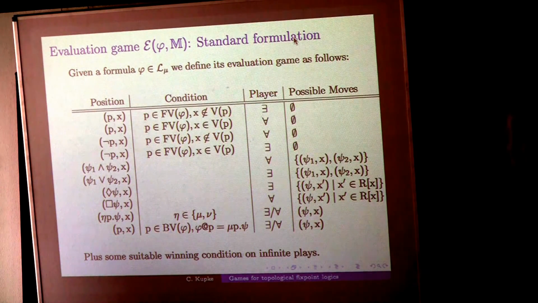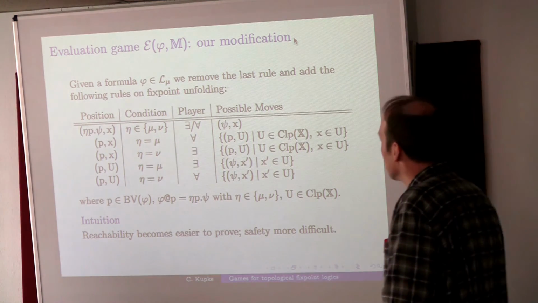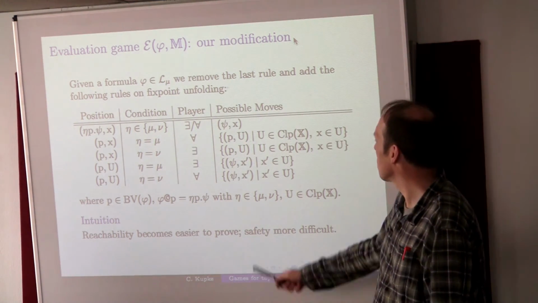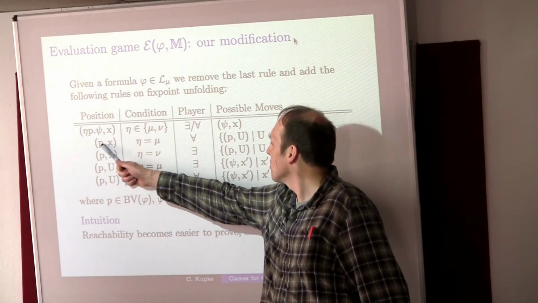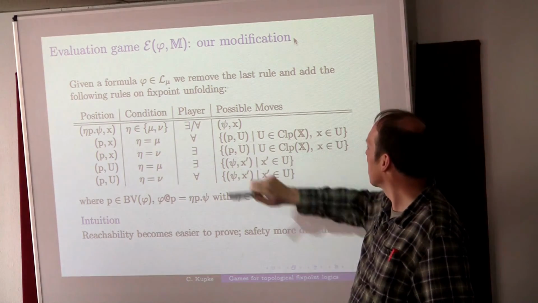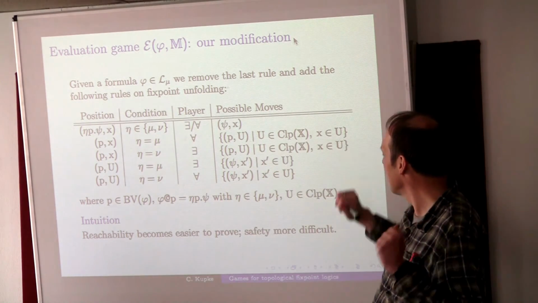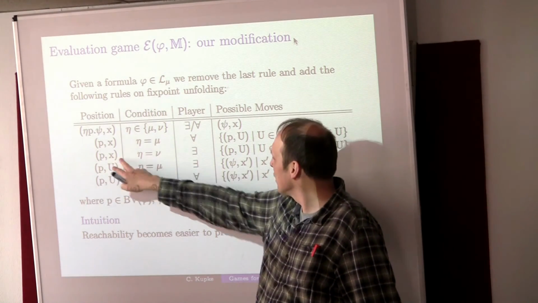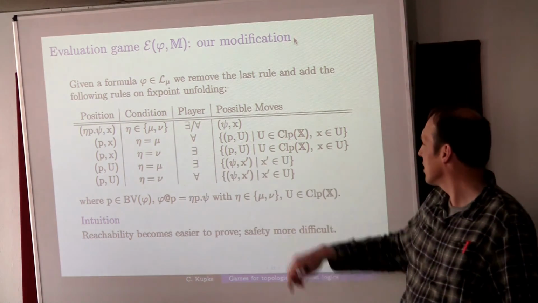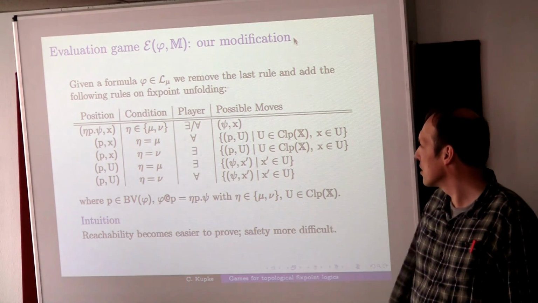Now we just have to do something when we unfold the fixed point operator. So instead of just unfolding the fixed point operator, in position px, if it's a mu variable, then Abelard has to give Eloise more choice. So he has to give her a clopen. Symmetrically, if it's a nu variable, then Eloise has to provide the clopen. And then basically the game just continues.